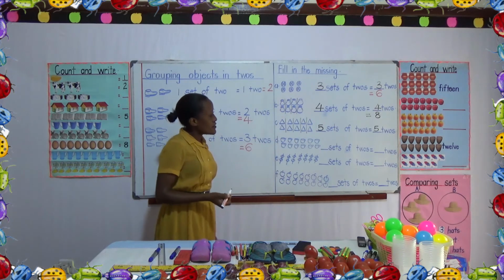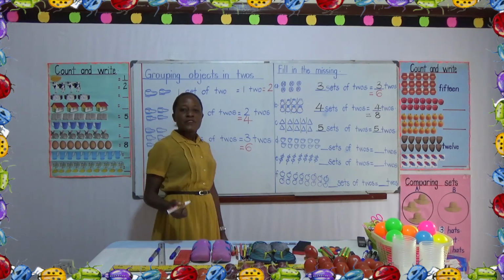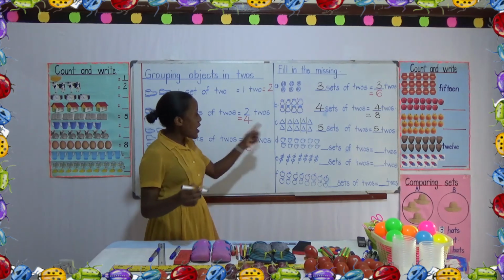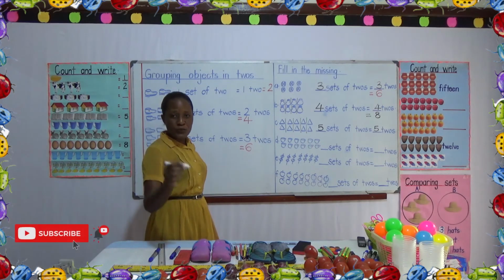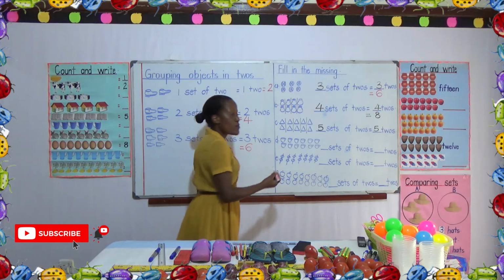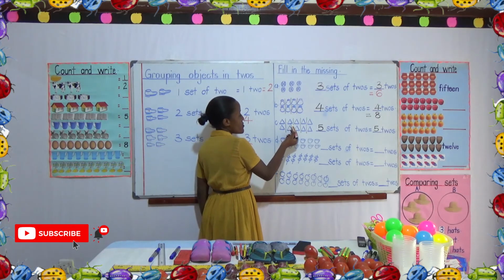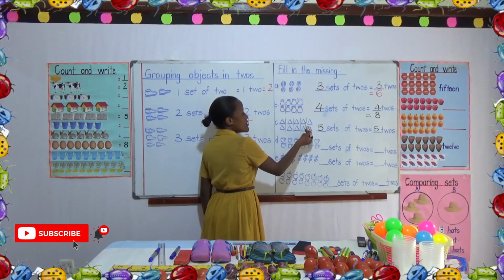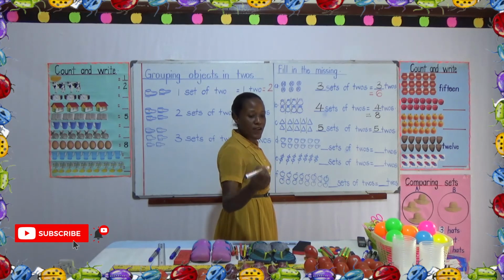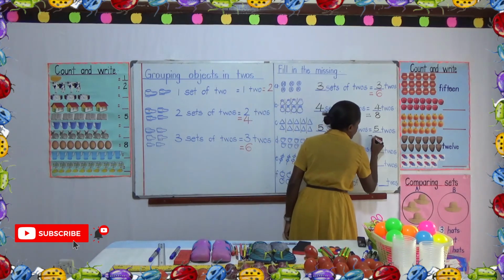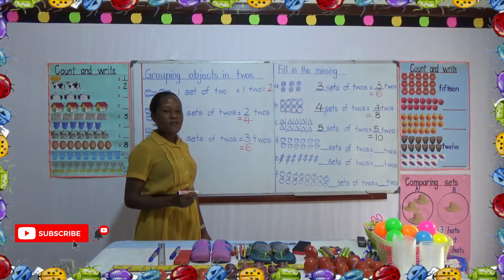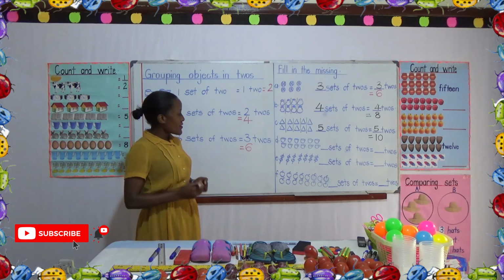I hope everybody can see better now. Let's count and find out how many triangles there are all together. We want to find out how many triangles are in the five twos. Or let's count the objects in the five twos. Count with me. 1, 2, 3, 4, 5, 6, 7, 8, 9, 10. So 5 twos give us 10. Good. Let's go to part D.